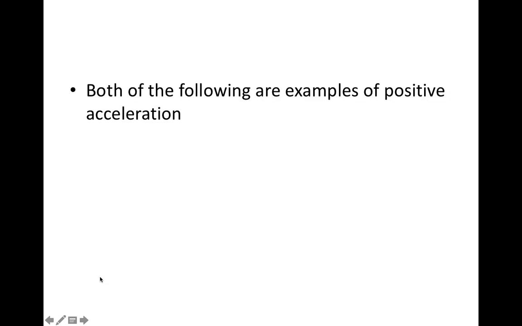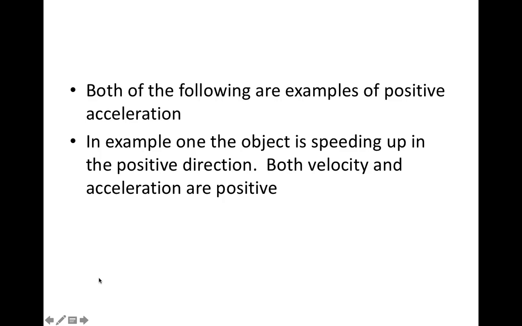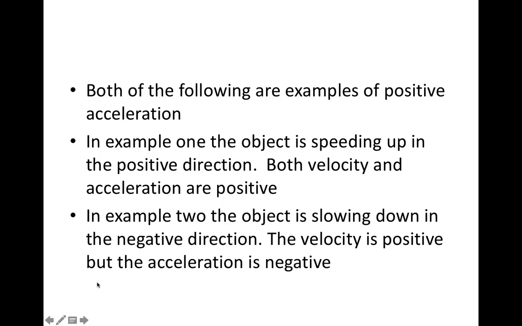Both of the following are examples of positive acceleration. In example 1, the object is speeding up in the positive direction. Both velocity and acceleration are positive. In example 2, the object is slowing down in the negative direction. The velocity is negative, but the acceleration is positive.